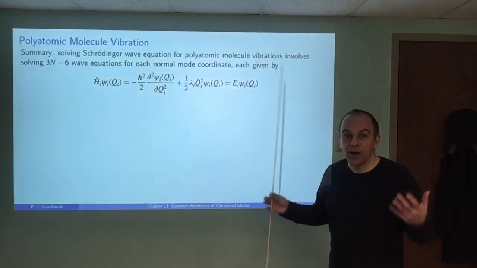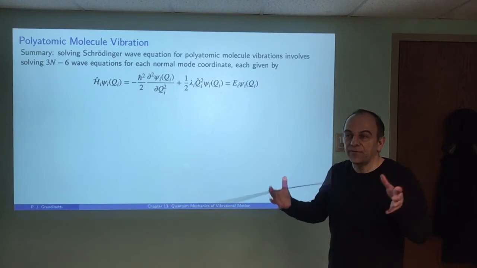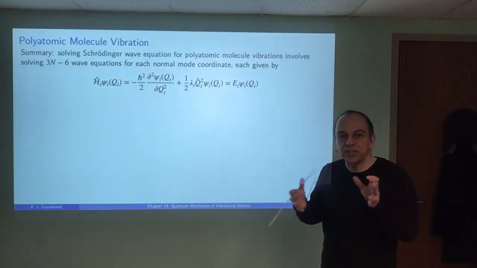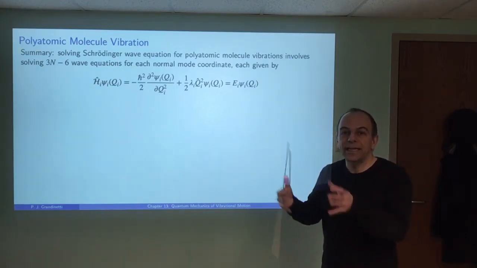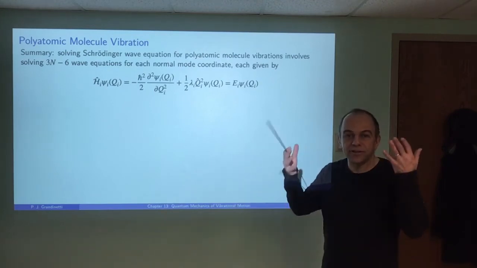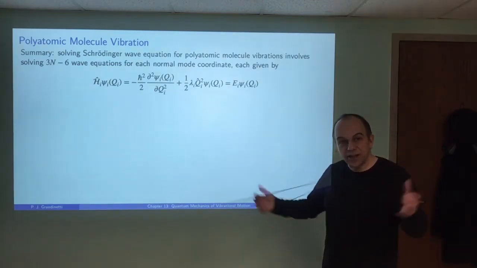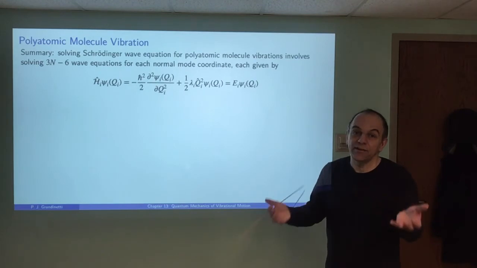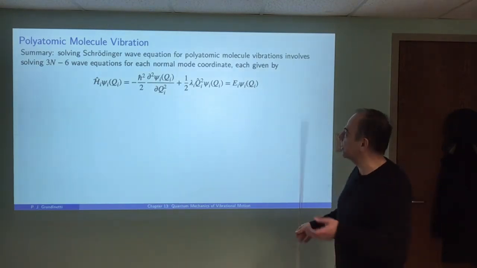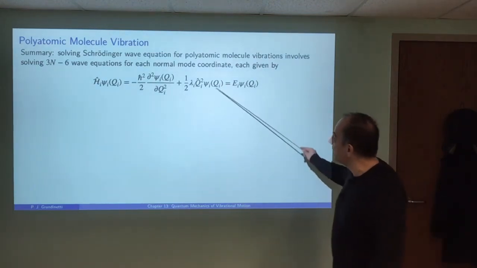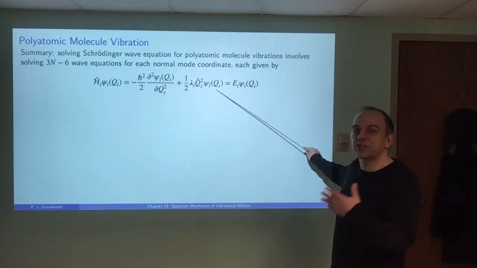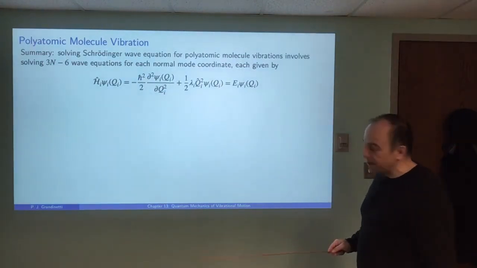So we've taken the big problem of all of the vibrational modes, and we now can just solve them for each normal mode independently, and then just add up all those energies to get the total energy, multiply all those wave functions to get the total wave function, and that's the solution. So it works out to be pretty simple. This is the only thing left to do, which is to solve that individual normal mode problem.